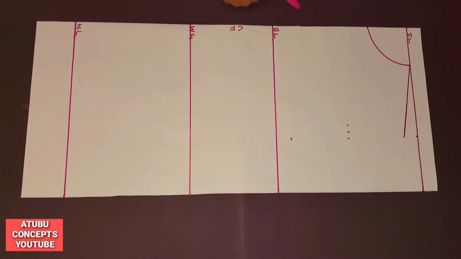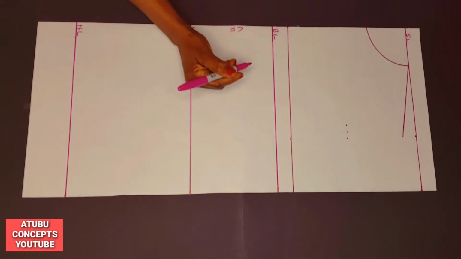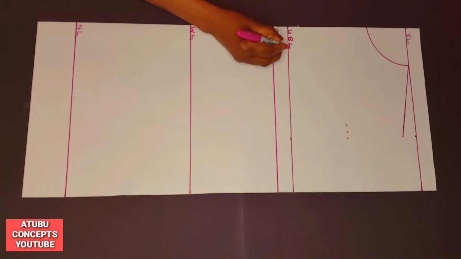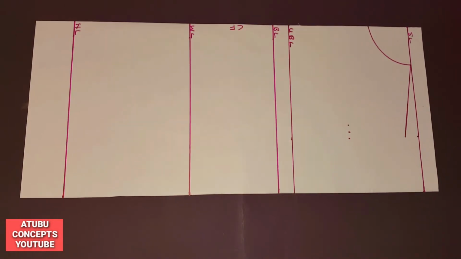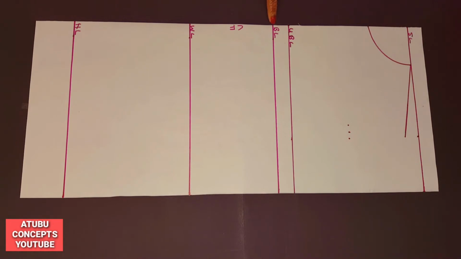Then I'm going to rule a line across it. And this line will now serve as our upper bust line. So for me to create the armhole properly, I have to take the circumference of the bust line.